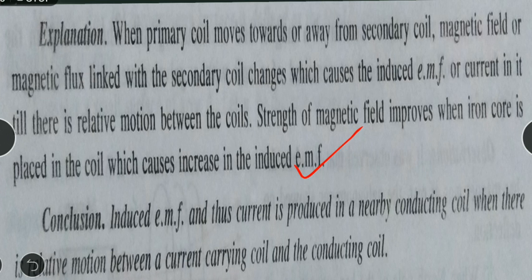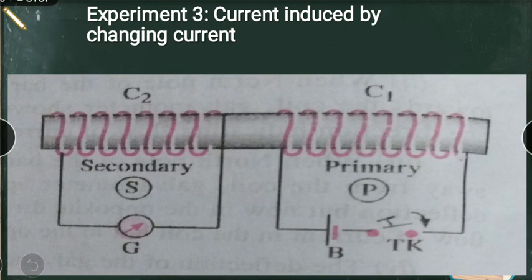So finally, what we can conclude: whenever there is an induced EMF, that is nothing but current induced when there is a movement between the current carrying coil and the conducting coil. Here the current carrying coil means our primary coil, and the conducting coil is our secondary coil. Okay, understood? Next experiment: current induced by a changing current.